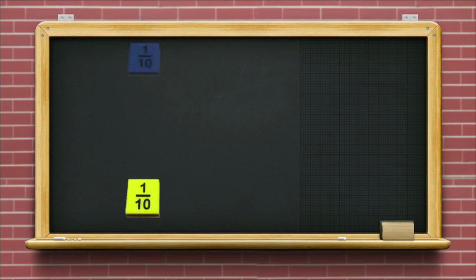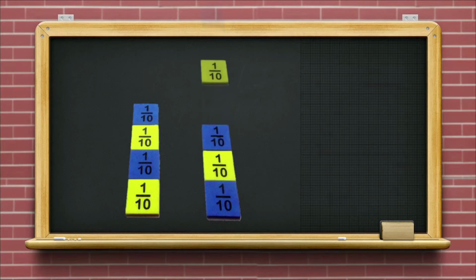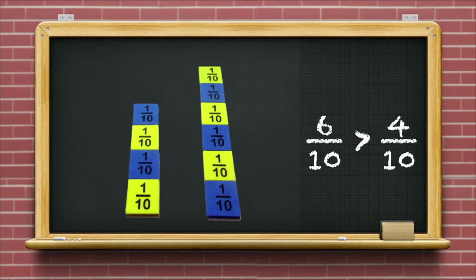You can also use fraction strips to demonstrate comparison of fractions. Take 4 1/10 strips and place them in a straight line. Do the same using 6 1/10 strips. Students will observe that 6 1/10 or 6/10 is greater than 4 1/10 or 4/10.